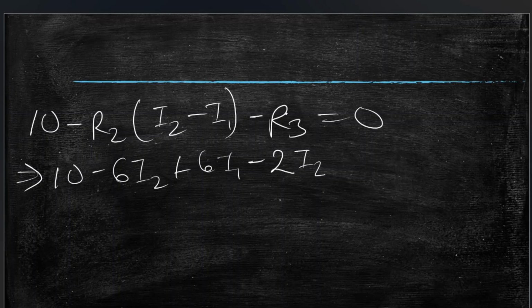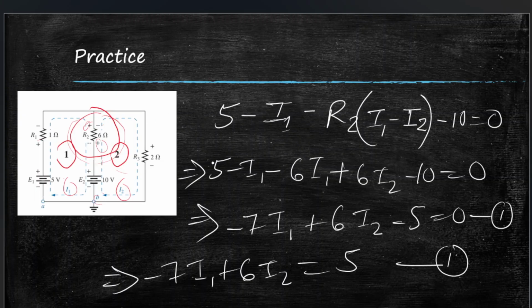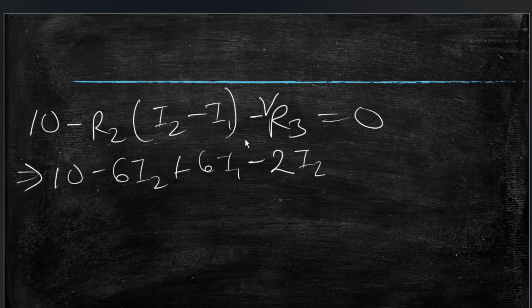Right. Wait, this will actually be VR3, not R3, because this is KVL, so we are taking the voltage values, not the resistor values. Yeah, so here also it should have been VR2, not just R2. The rest are okay. Okay, so VR3 is equal to 0. Minus 2 I2 is equal to 0.